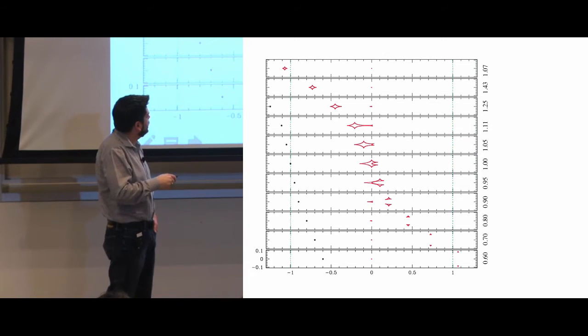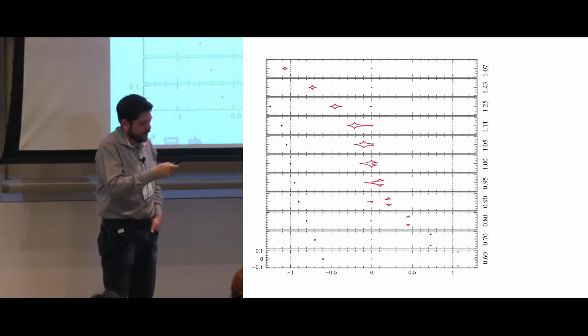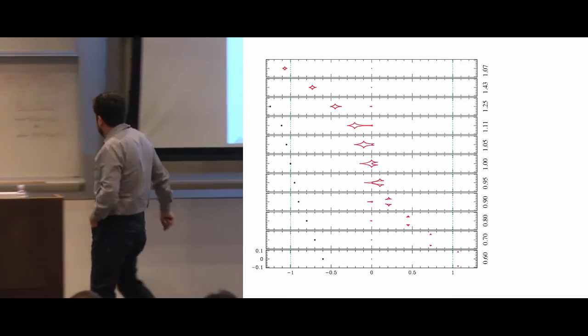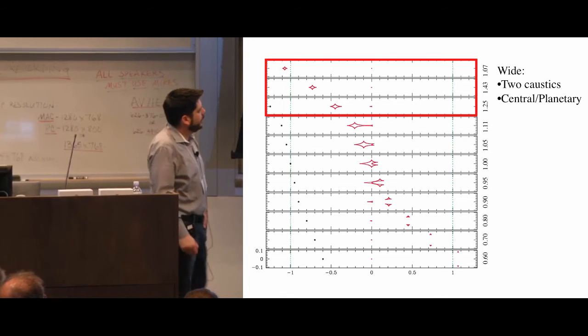So we call these the planetary caustic, we call this the central caustic, we call these resonant caustics, and then we call these planetary caustics and this central caustic again. If you can memorize this chart, you'll go a long way in understanding planetary microlensing.